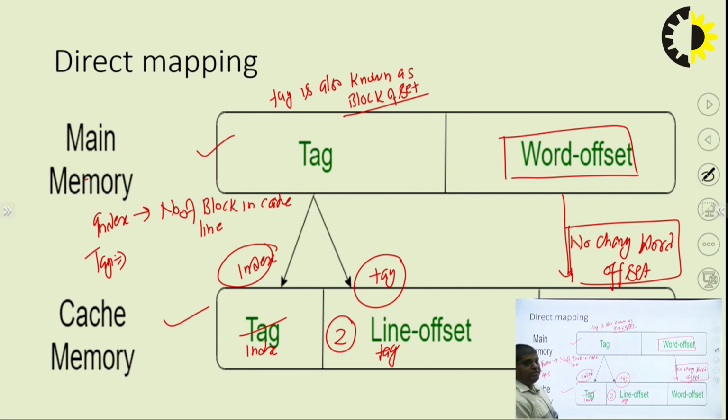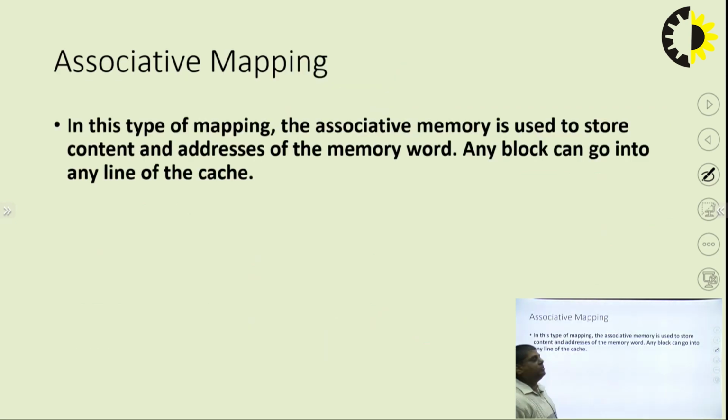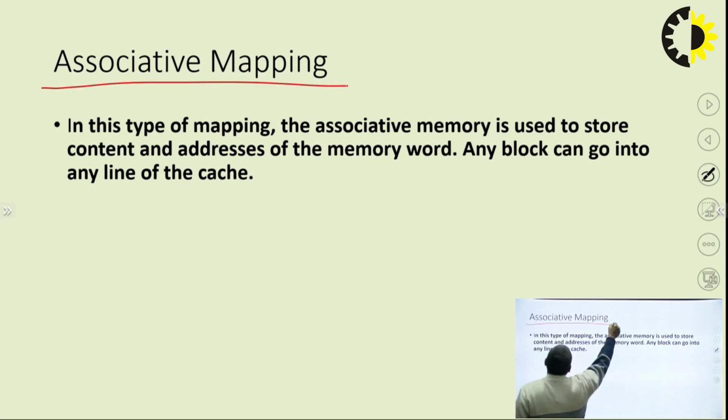The number of blocks can accumulate from main memory into the cache memory. That is where logical addresses are converted into physical addresses. Now, another very important mapping is known as the associative mapping.